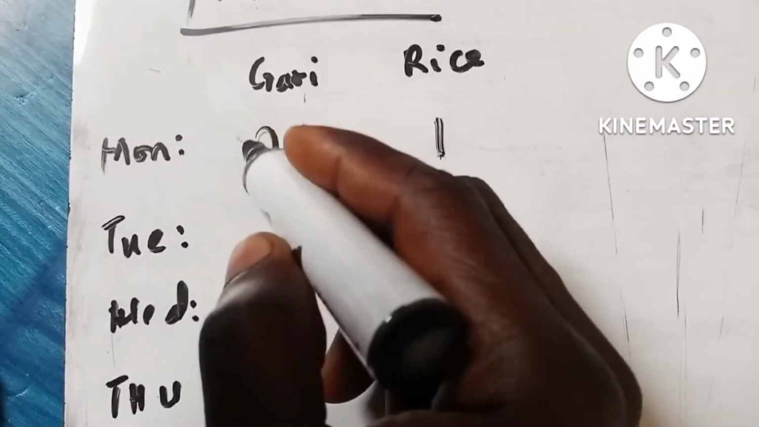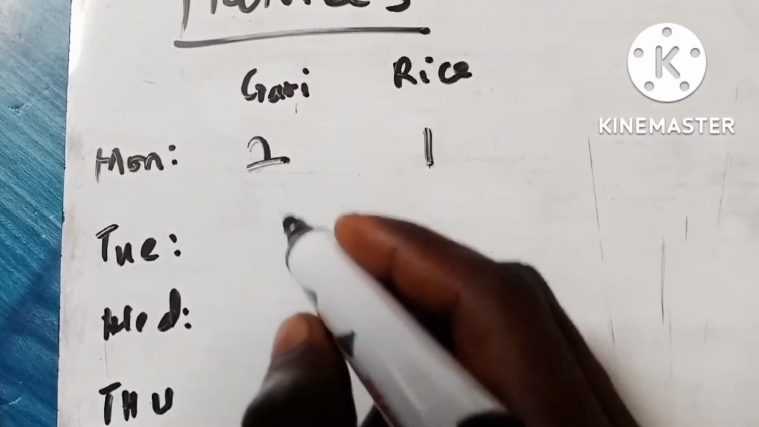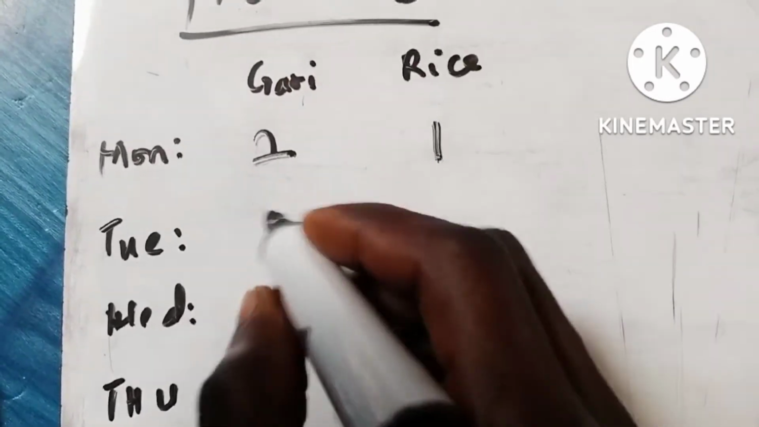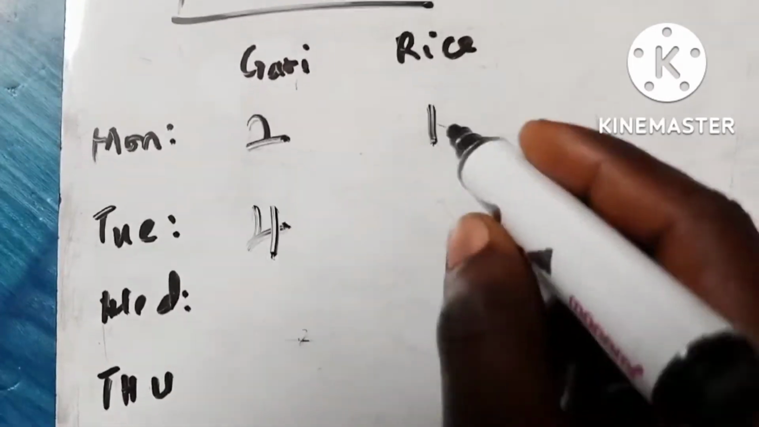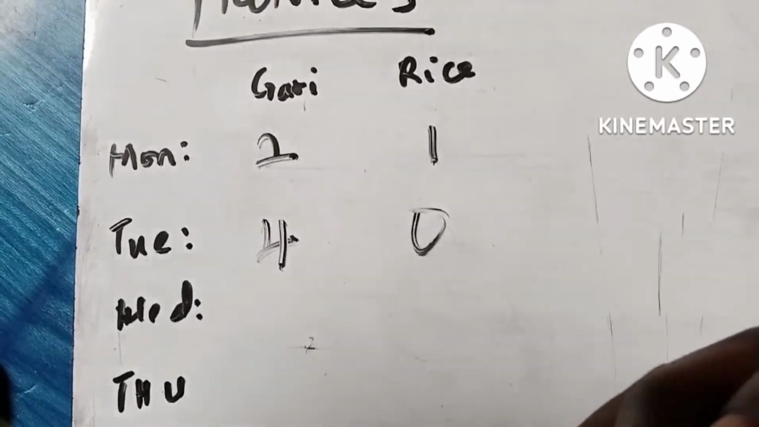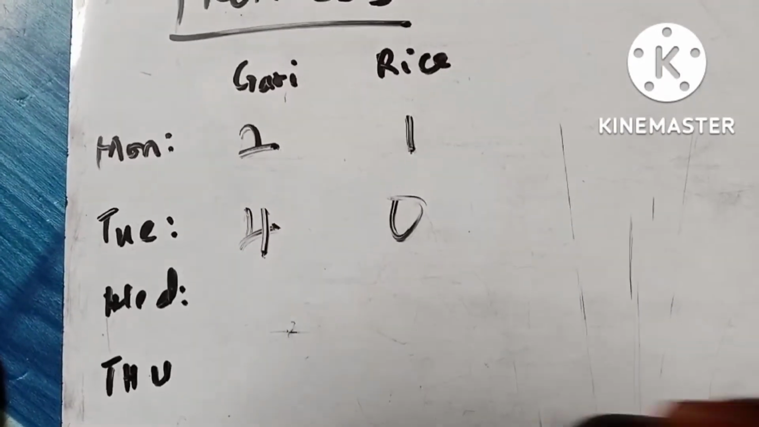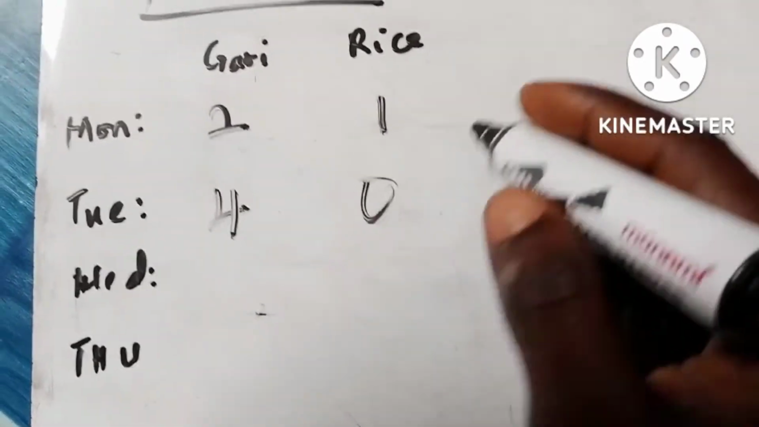So what happens on Tuesday? On Tuesday, it can be a different item. Anything that you can take, let's say you took maybe two, and maybe in the evening you decided to take nothing. So the concept here is that if this happens, then you arrange it in rows and columns.